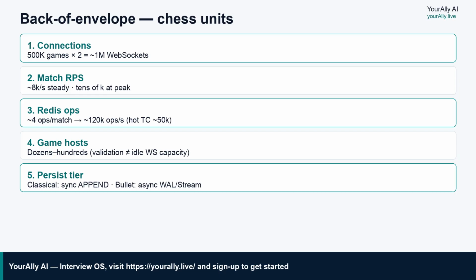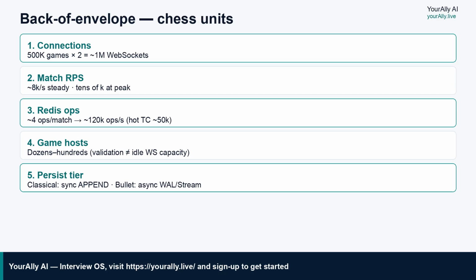Write the 5 numbers on the board as you speak. 1 million connections, 8 to 30,000 match RPS, about 120,000 Redis ops, dozens to hundreds of game hosts, and the persistence is split by time control. Interviewers remember the board. A worked example helps the room.